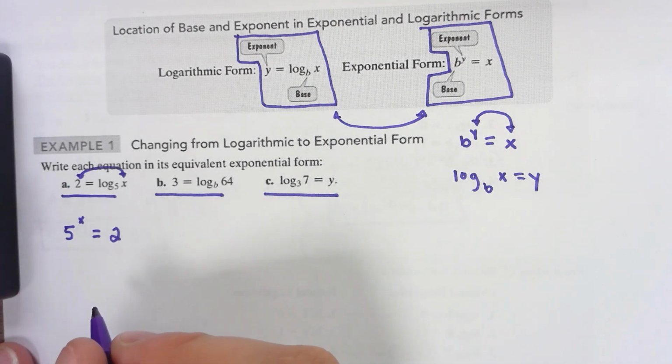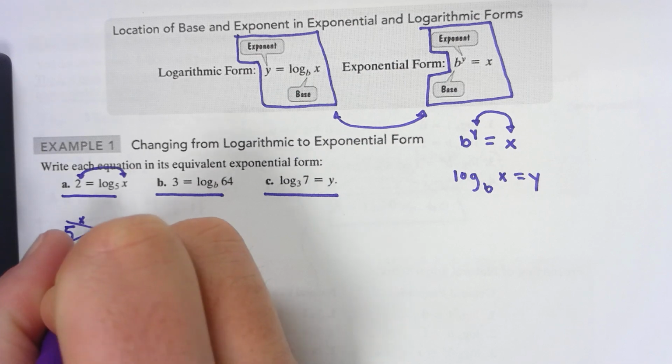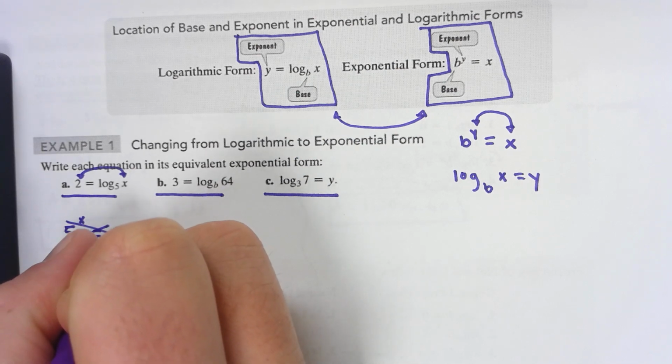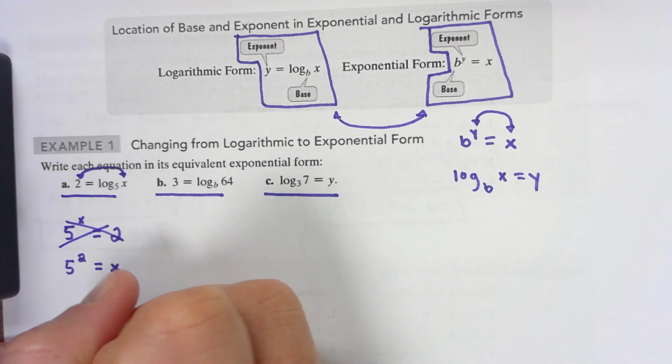I did not change it, did I? That's not right. Let's try this again. 5 to the power of 2 equals x. We can actually solve this, and that x is 25.